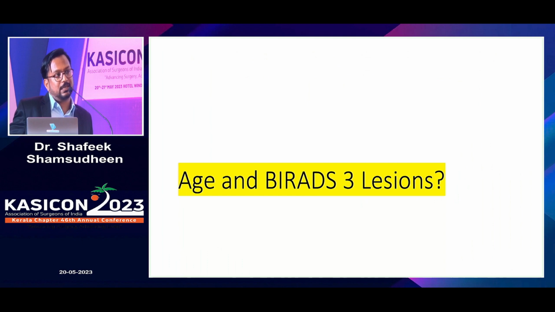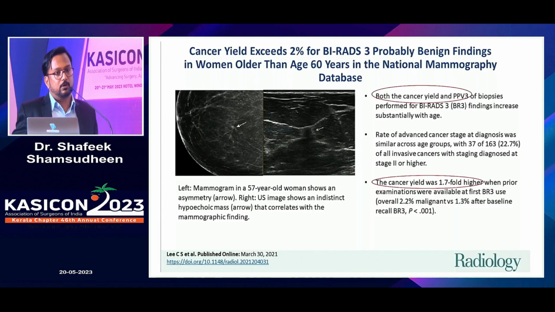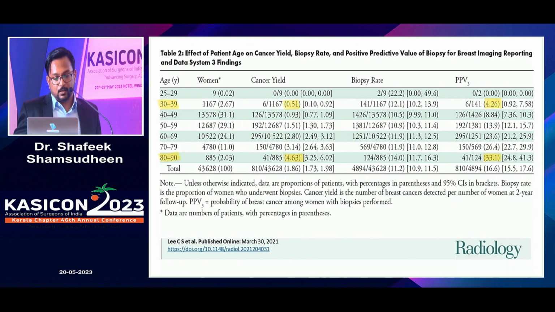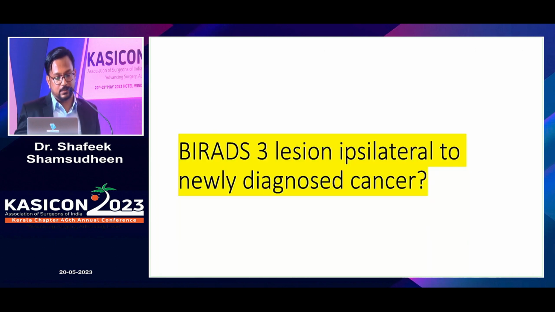Second question, does age play a role in better classifying these lesions? Again, Wendy Berg's group, using the same database, found that both the cancer yield and the positive predictive value of BIRADS 3 lesions increase with increasing age. So, that's what is shown here. As age increases, the positive predictive value and the cancer yield increase.